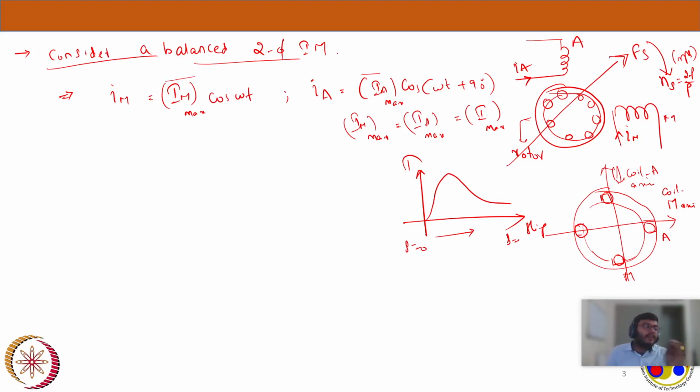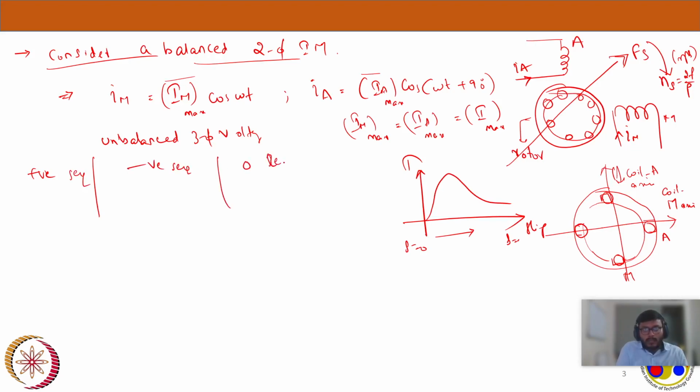Now, if a circuit is energized from such an unbalanced three-phase voltage, how do we find the currents? Let's say we have an unbalanced three-phase voltage and we need to find the currents. What we will do is break down those voltages into sequence components: positive sequence, negative sequence, and then zero sequence.